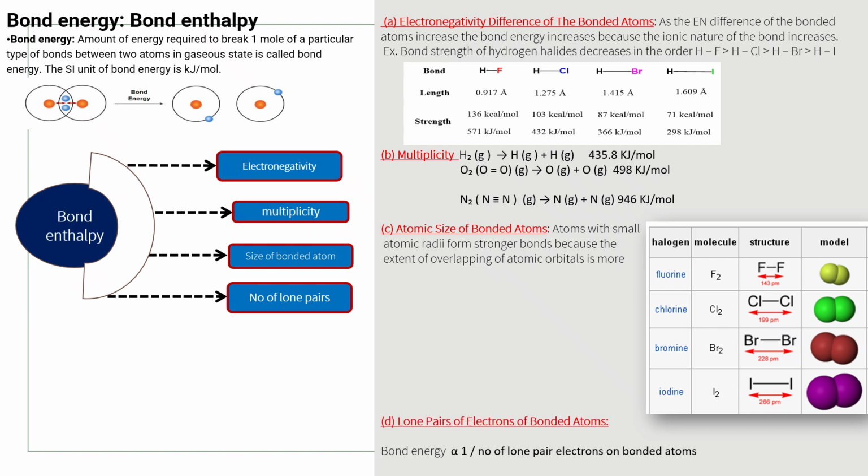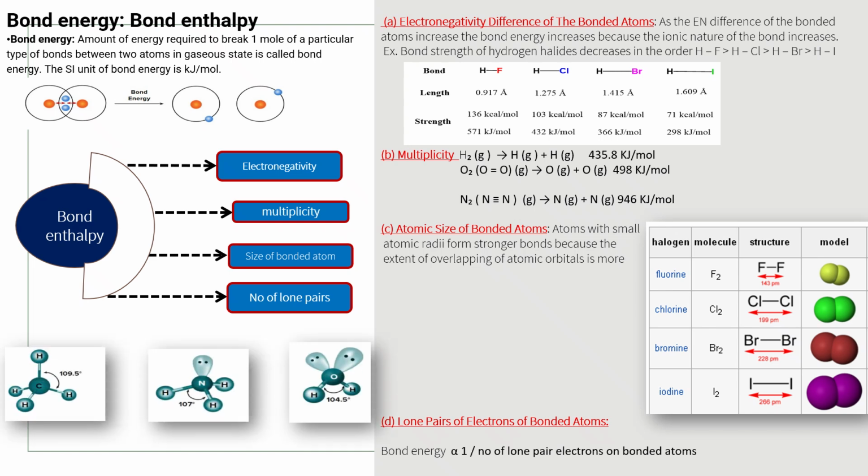Okay, next one is number of lone pairs of electrons on bonded atom. See the example of methane, ammonia and water molecule. In methane there are no lone pairs, ammonia has one lone pair, and water molecule has two lone pairs. So the bond energy is inversely proportional to the number of lone pairs on the bonded atom. If the number of lone pairs on the bonded atom increases, the bond energy decreases. Now tell me the decreasing order of this bond energy. So these are the factors which affect the bond energy.